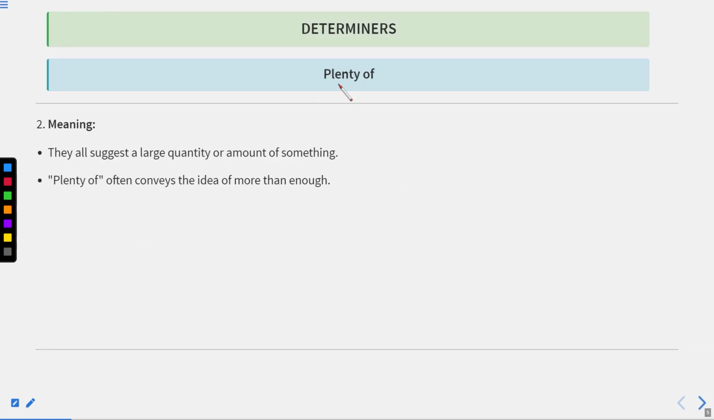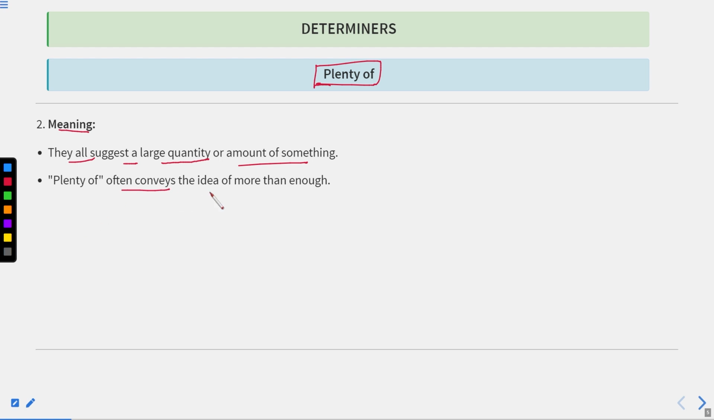Now let us see the phrase determiner plenty of. First of all, we are going to elaborate this. The meaning of this phrase is that they all suggest a large quantity or amount of something. If we talk about plenty of, a lot of, lots of, all these three determiners suggest a large quantity or amount of something. Likewise, plenty of also shows the same thing: it suggests a large quantity or amount of something.